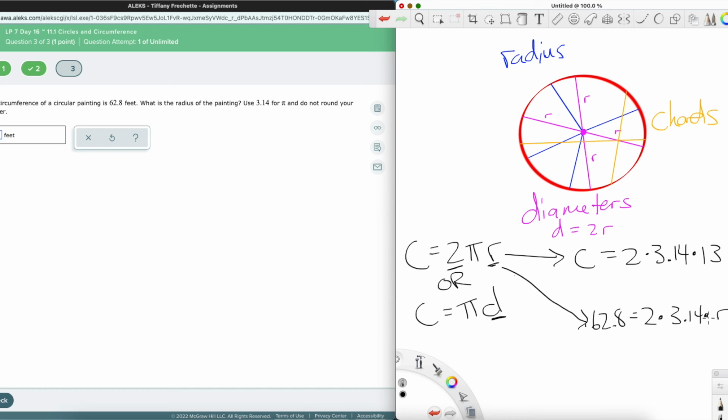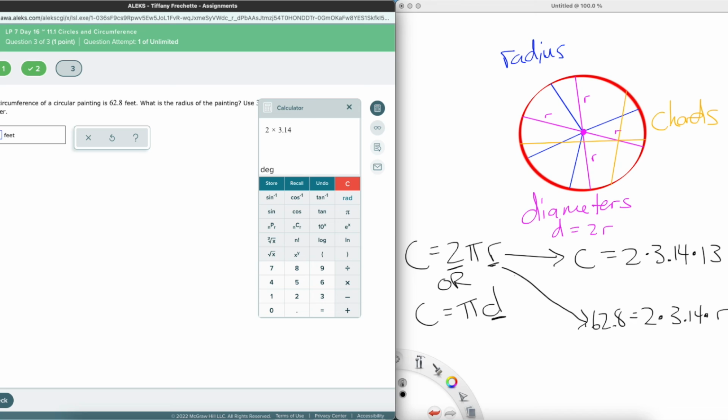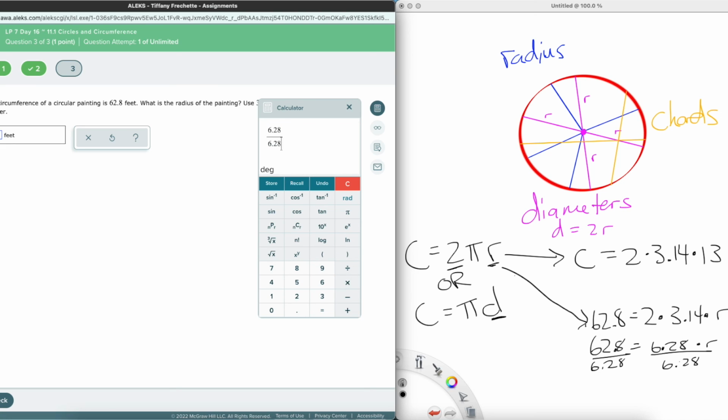I don't know my radius now. So I can take 2 times 3.14. You could probably do that without a calculator, but that's okay. So I have 62.8 equals 6.28 times r. You can definitely see that these numbers are very similar, 62.8 and 6.28. Now I'm going to divide both sides by 6.28 because I want to undo the multiplication. I'm just trying to solve for r here. 62.8 divided by 6.28, we should get 10 because we just moved the decimal over. So 10 equals r. Our radius for this painting is 10 feet.